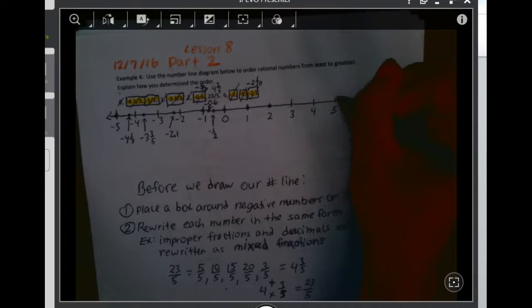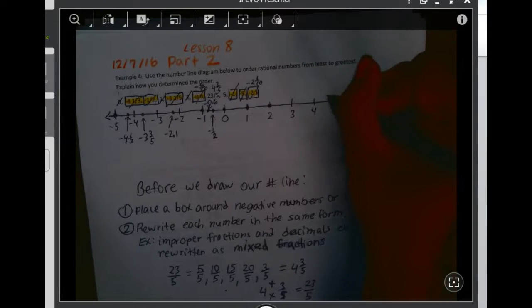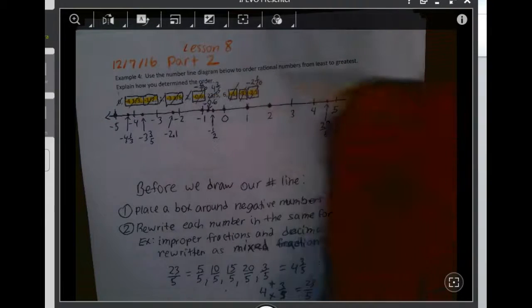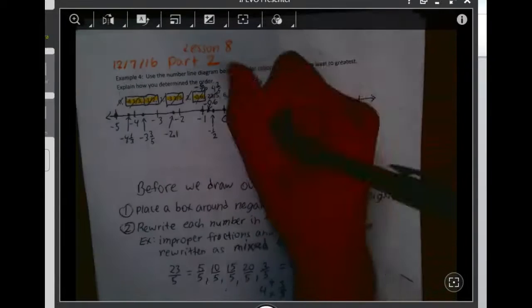Now we're going to move to 4 and 3/5. Here's 4, and we don't have any other numbers between 4 and 5, so you don't have to be as accurate, but we know it's a little more than half. So about here, and that is 23/5, which is 4 3/5. Okay, we're going to mark that off, and then we're going to move on to 6. Start at 0, move to the right to 6, and mark that off. And I believe we are done.